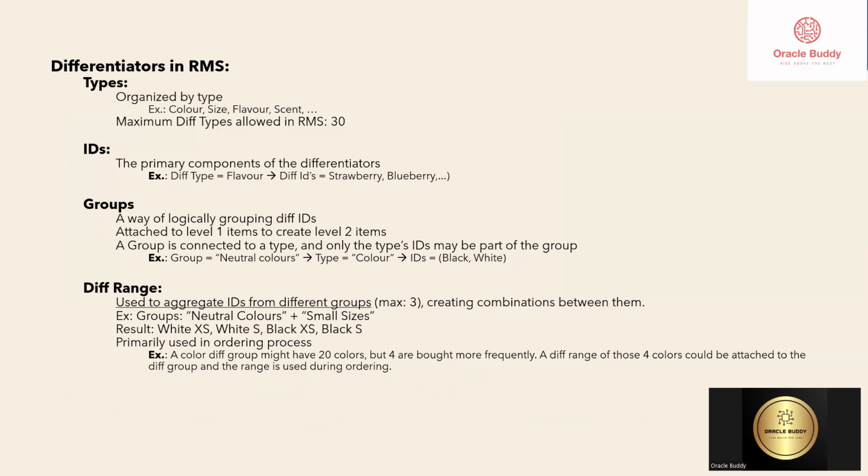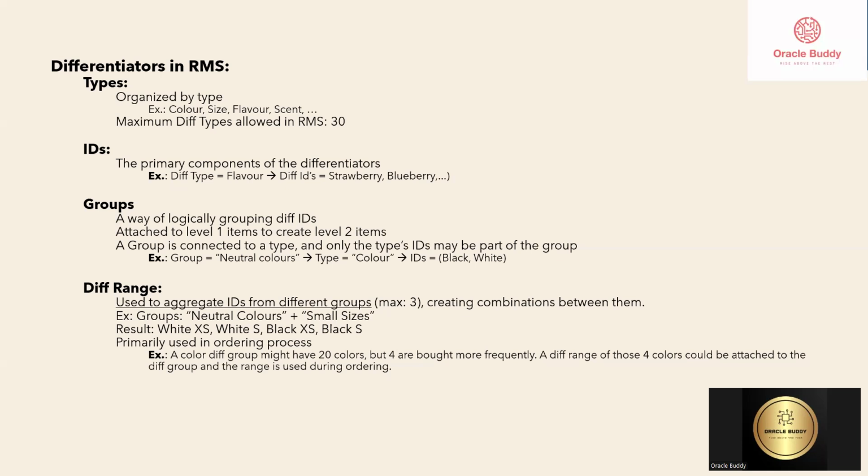Next topic is differentiator in RMS. Types are organized by color, size, flavor, scent. The maximum diff types allowed in RMS is 30. IDs are the primary component of the differentiator. For example, if diff type equals flavor, diff IDs will be strawberry, blueberry, etc.